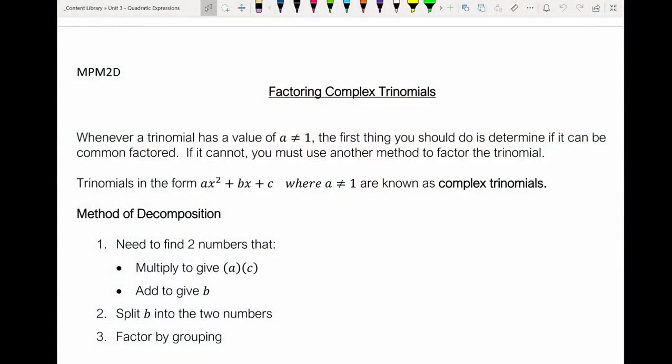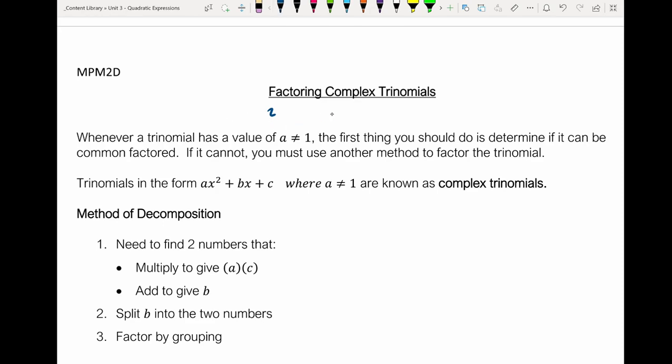In today's note, we are going to look at factoring complex trinomials. A complex trinomial is whenever a trinomial has a value of a that does not equal 1. Remember, our general form for our trinomials is ax squared plus bx plus c. We've looked at simple trinomials where we haven't had the a value, but a complex trinomial is when we have an a value and it doesn't equal 1.